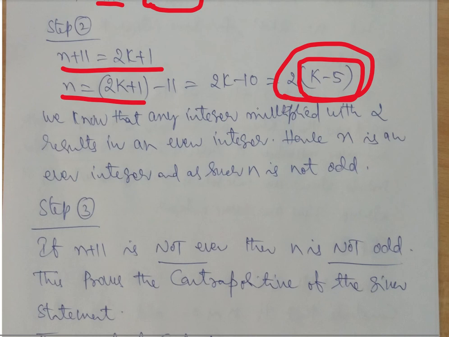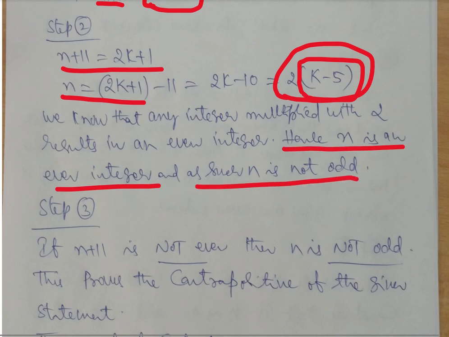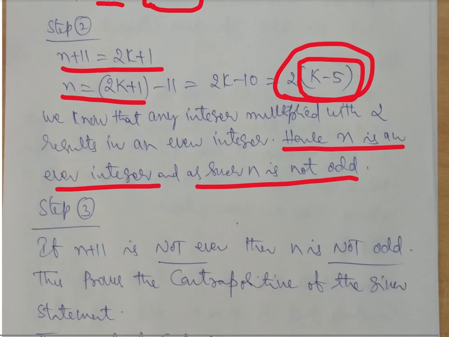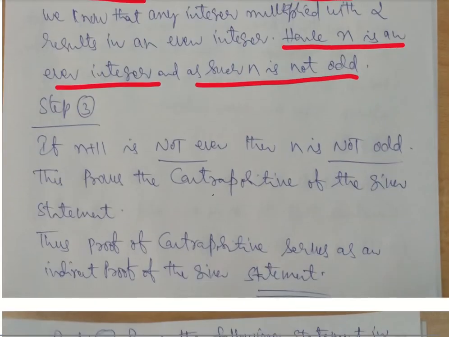So here we have that n is an even number. Hence n is an even integer, as such n is not odd. So what did we assume now? We assumed n plus 11 is not even, that is, n plus 11 is an odd number. Then we are proving that n is also not odd. When n plus 11 is not even, that is odd, and n is also not odd, that is even, then we prove that the contrapositive of the given statement is true.